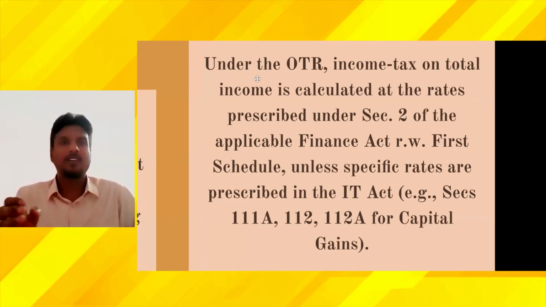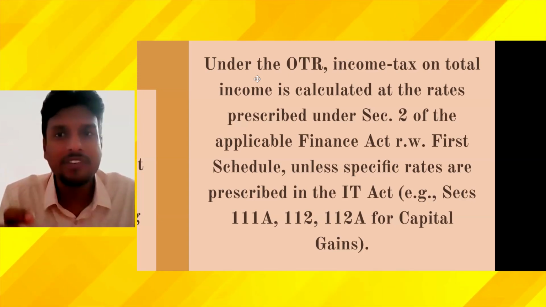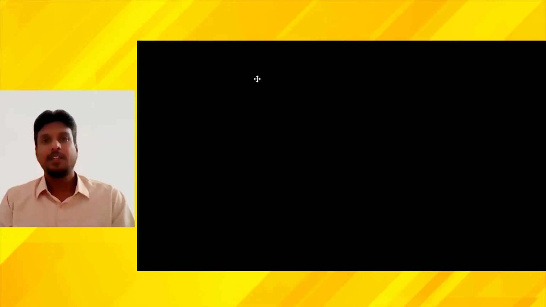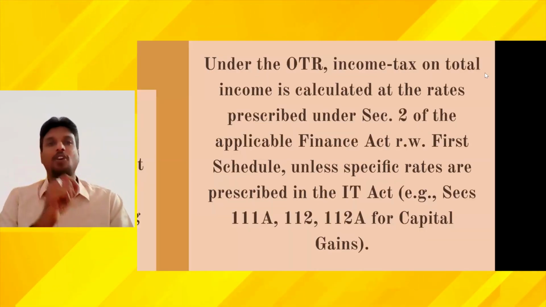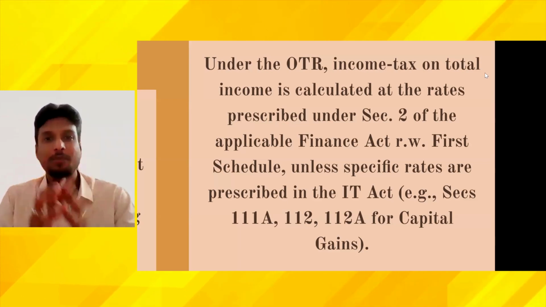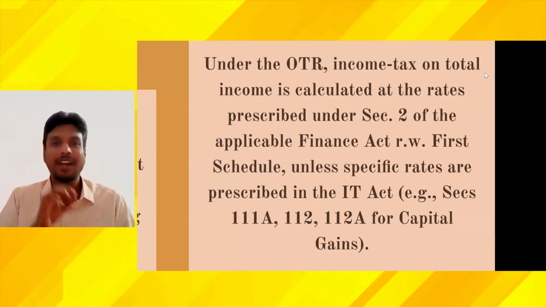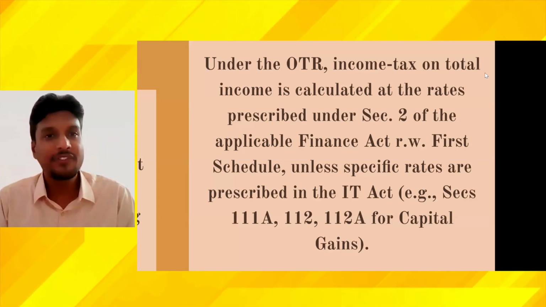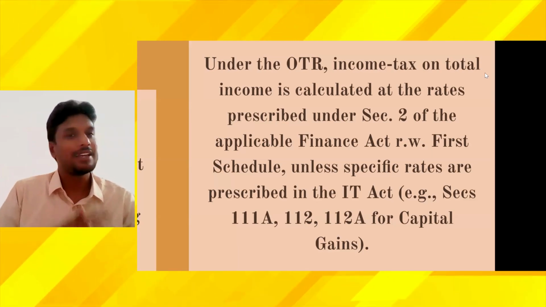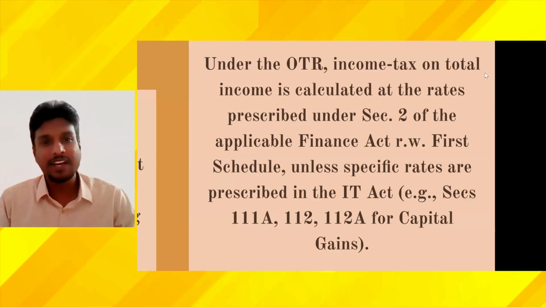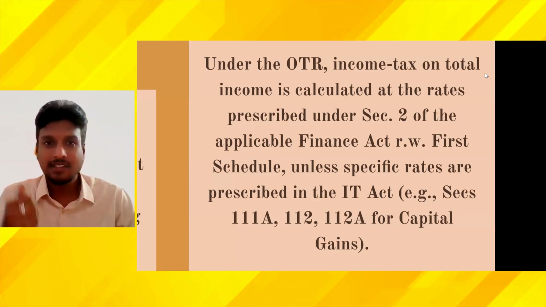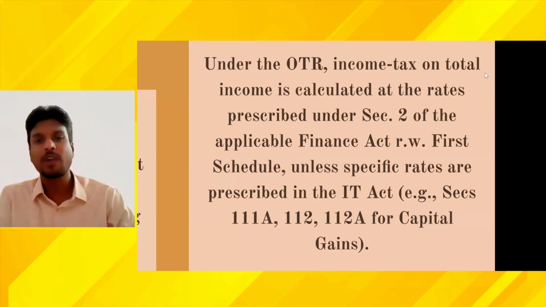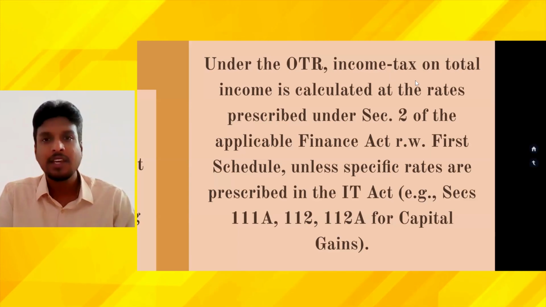So, the flow of thoughts, now here we are moving further. How is the income tax being calculated? Income tax on total income is computed based on the rates prescribed under Section 2 of the applicable Finance Act, which is the first schedule of the Finance Act. We all know the rates mentioned in the first schedule are apart from the rates mentioned under Section 111A, 112, 112A for the purpose of capital gains.